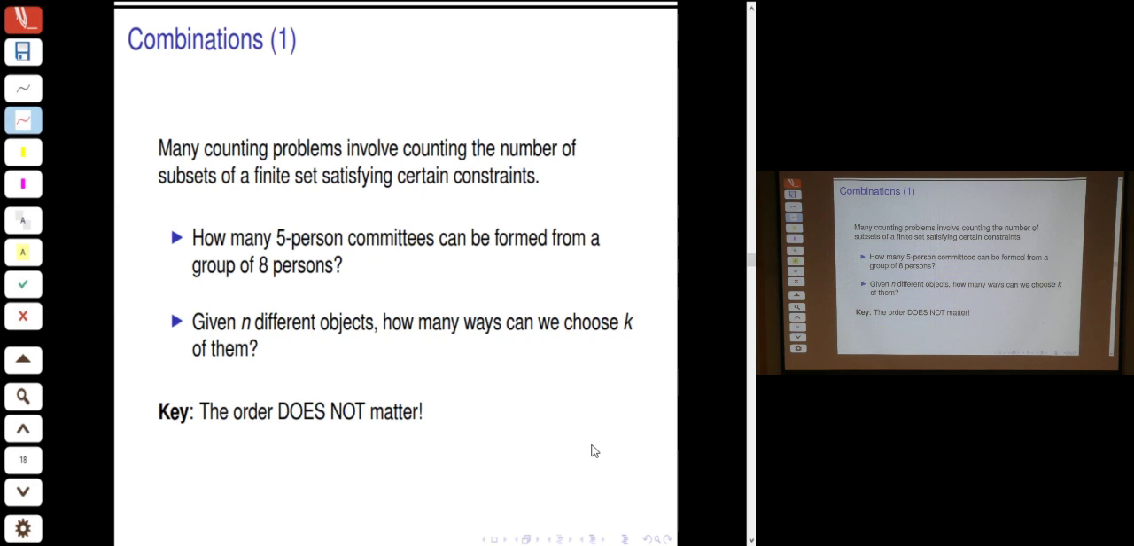This can be generalized in a simple manner. Given n different objects, how many ways can you choose k of them? The previous example is just a special case of this with n equal to 8 and k equal to 5. The key point here is that the order in which the people are picked does not matter, because if you have a 5-person committee, how you list the names does not matter. You just want this particular committee consisting of these specific 5 people.